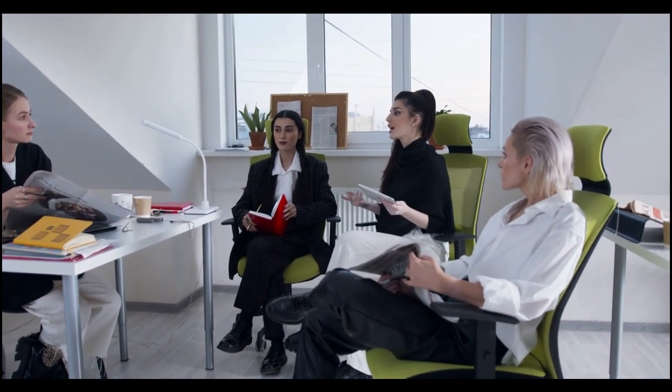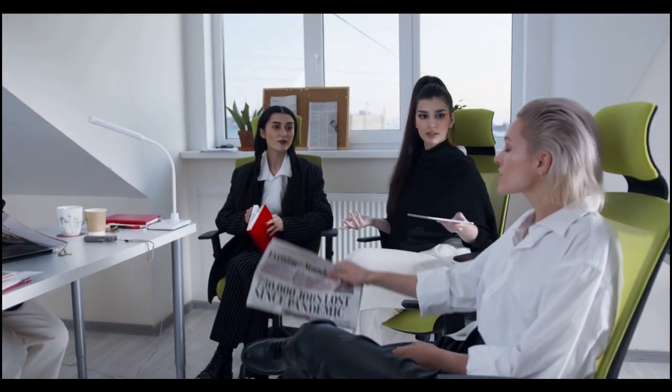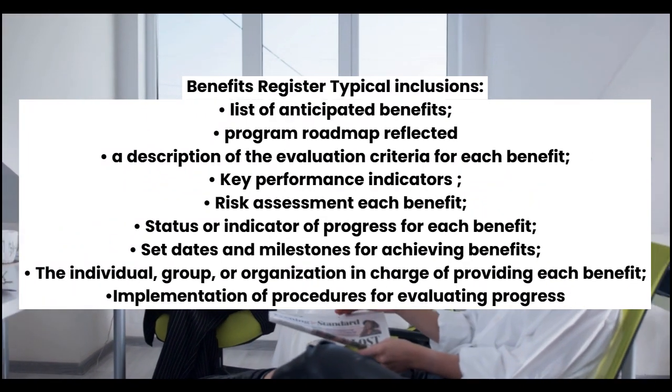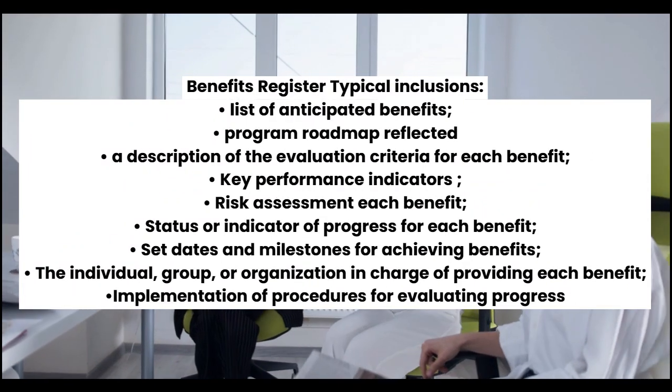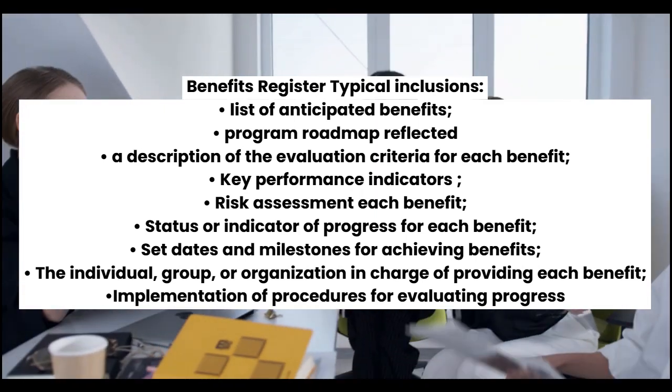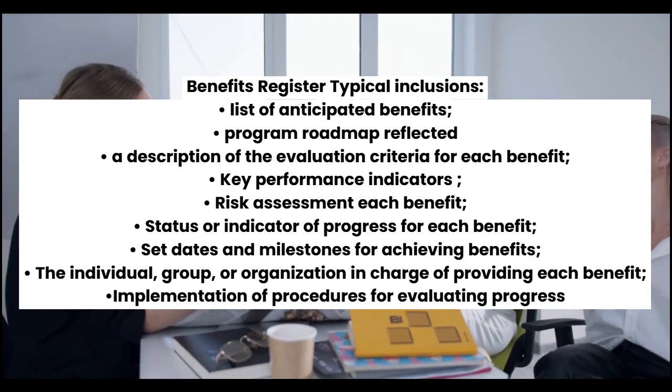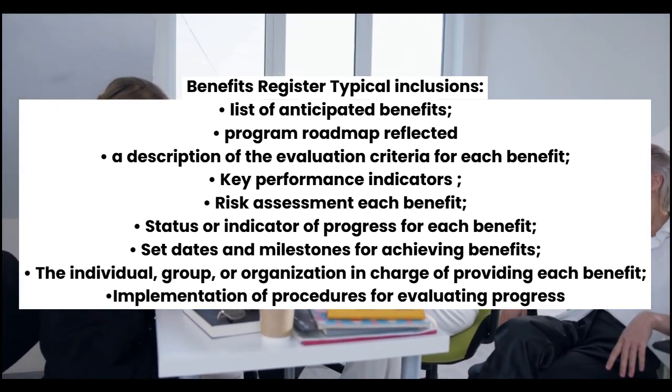The appropriate performance metrics for each benefit are then developed after a review of the register with key stakeholders. In the following phase, when the program benefits register is updated, key performance indicators and their associated quantitative and qualitative measures are identified. The benefits register can take many different forms, but the most common ones usually include a list of anticipated benefits. The program roadmap reflects a mapping of the anticipated benefits to the program components.